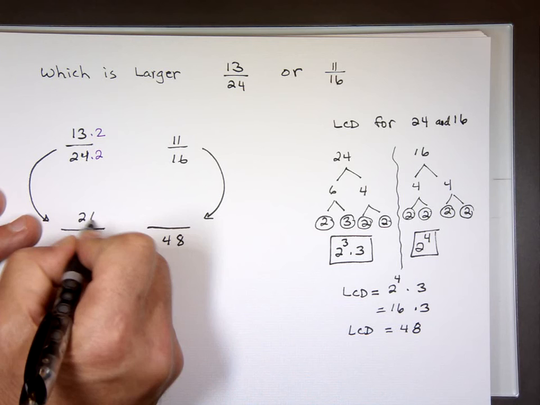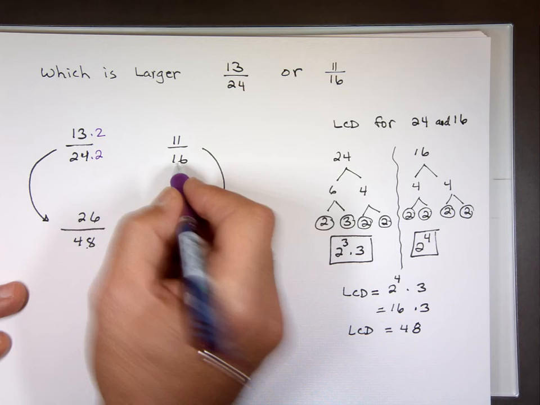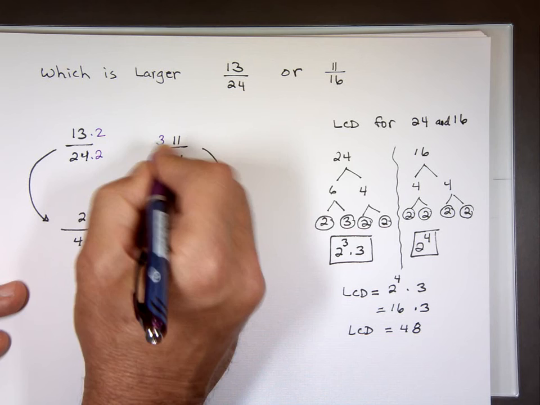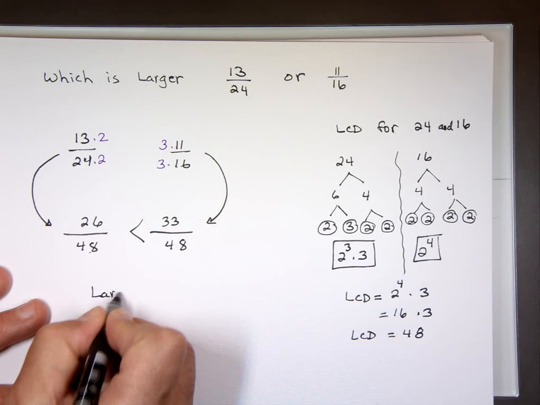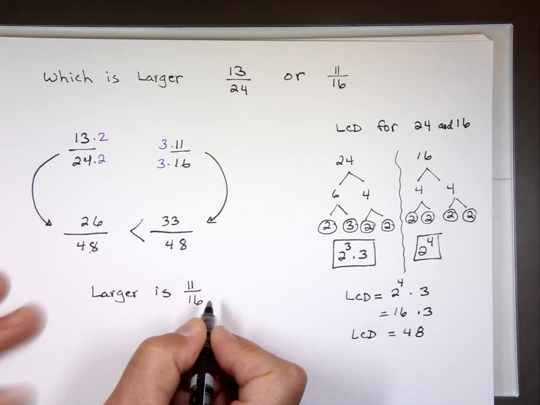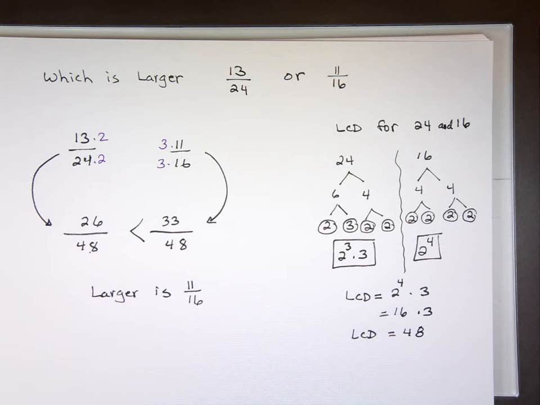16. How many times does 16 go into 48? 3 times. What's 3 times 11? 33. Which one is bigger? 33 is smaller than 48. So the larger number is what? 11 over 16. That's the biggest one, or the bigger of the two. Maybe one more example.